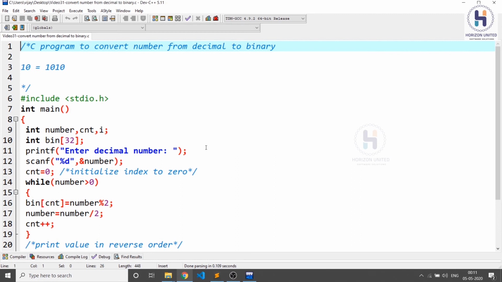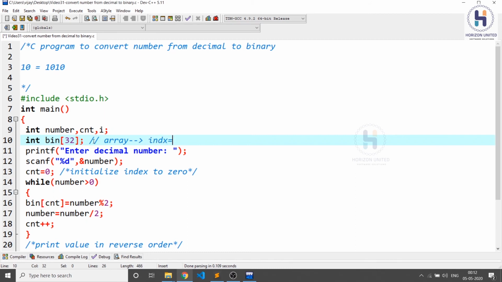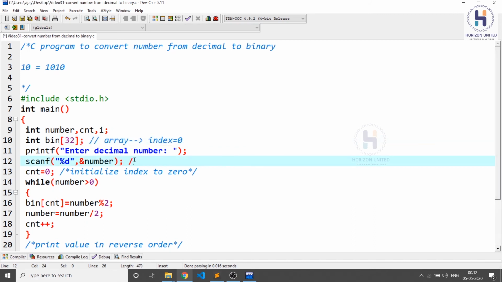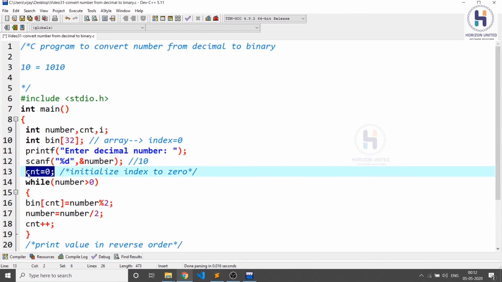Right? So firstly, we're going to take an array. You already know about arrays, right? Arrays are contiguous memory allocations where the index value always begins with 0, and which consist of similar data elements. So here the decimal number given will be 10, and the count value I'm going to take is initially 0.